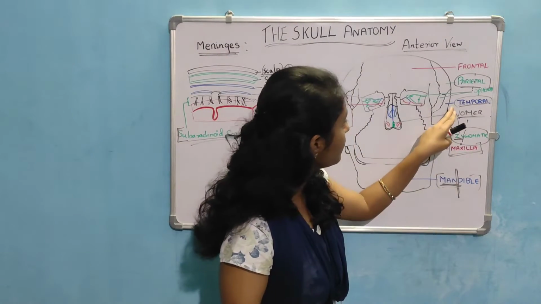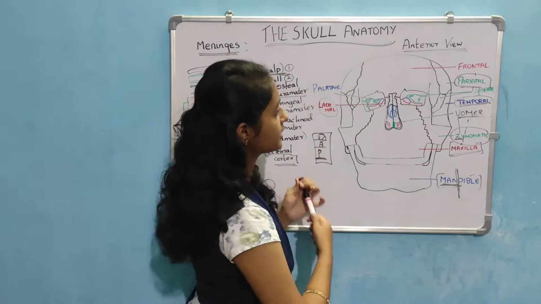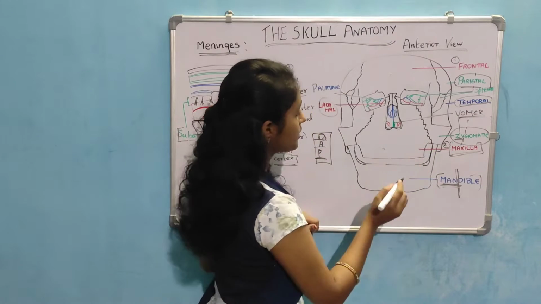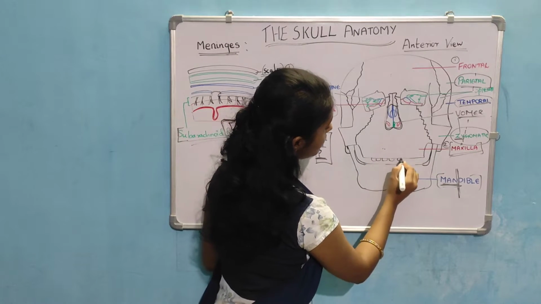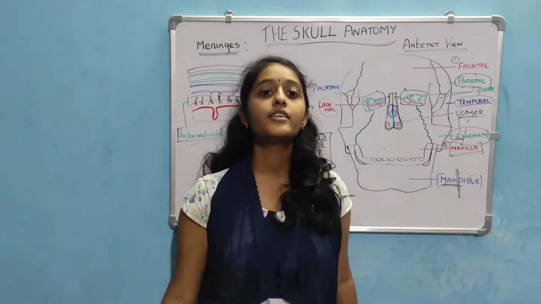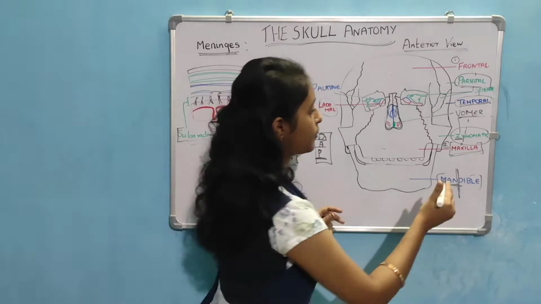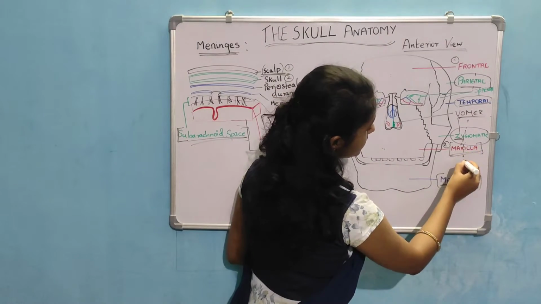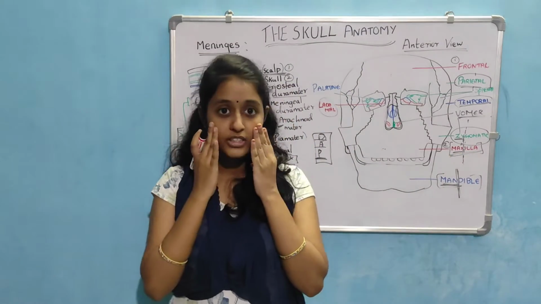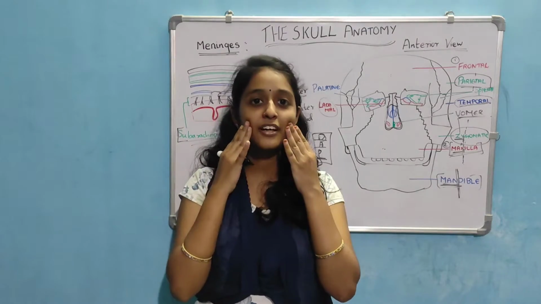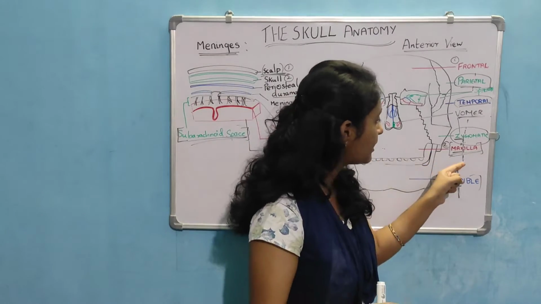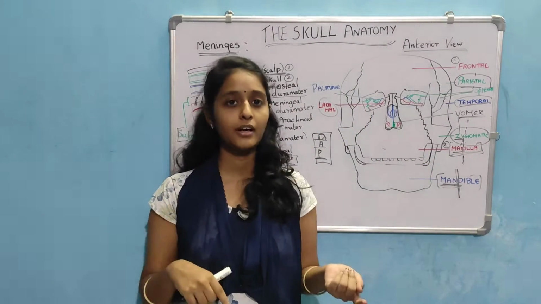Next we shall go to the maxilla. First is the frontal bone and next is the maxilla. Here are the teeth, and in the upper jaw we have the maxilla. The cheek is covered by the maxilla. To remember maxilla, separate the word: max. The maximum part of the cheek surface is covered by the maxilla. It's just a trick, not a meaning.